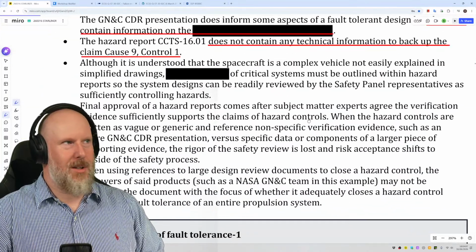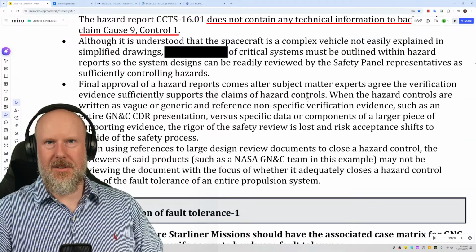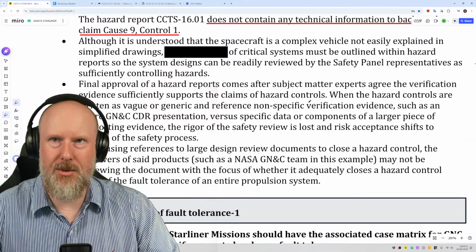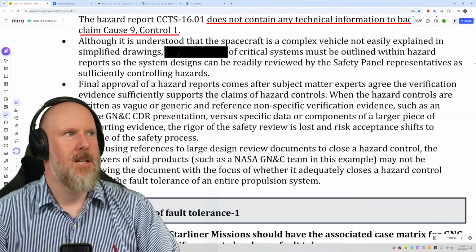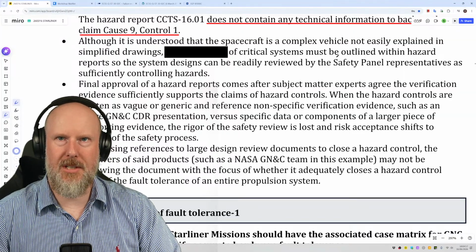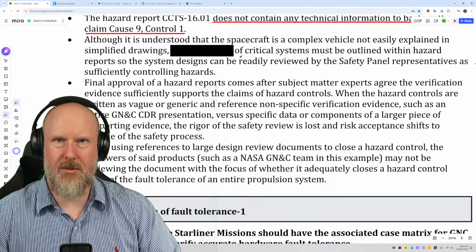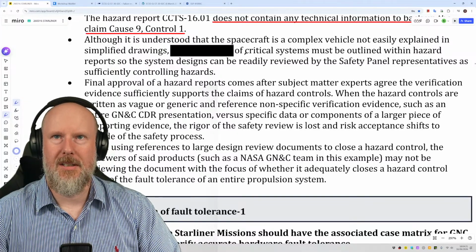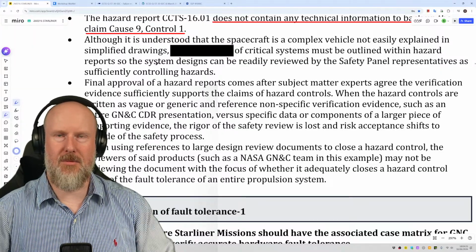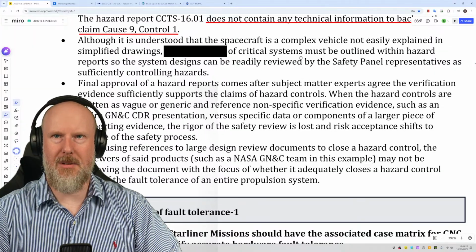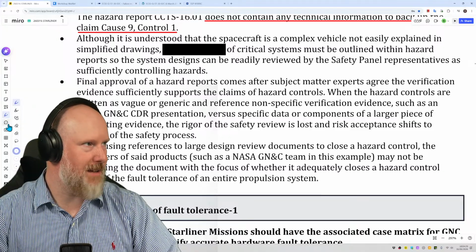So, although it is understood that the spacecraft is a complex vehicle, not easily explained in simplified drawings, blankety blank of critical systems must be outlined within hazard reports. Yes, it should. There should be appropriate models within hazard reports so the system designs can be readily reviewed by the safety panel representatives. Safety panel.